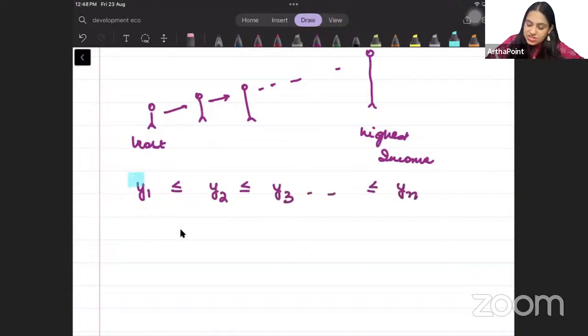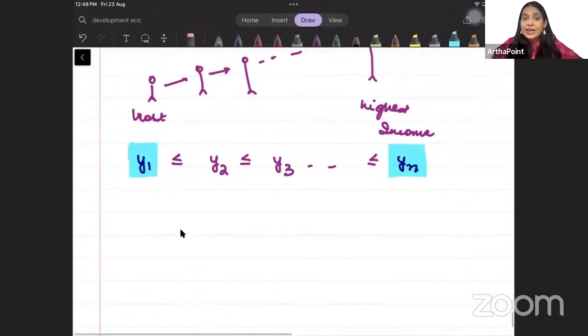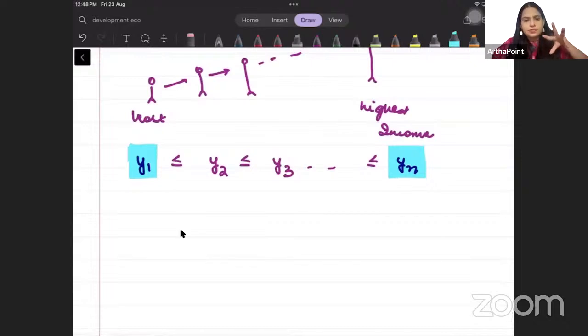But ये lowest income किसका? Whose income is this lowest income does not matter. ये highest income किसका? Who is earning this highest income does not matter. So it does not matter to me who is this person. The name does not matter. It is anonymity, right? So principle of anonymity just says that it does not matter who gets how much income, who is earning the given income.